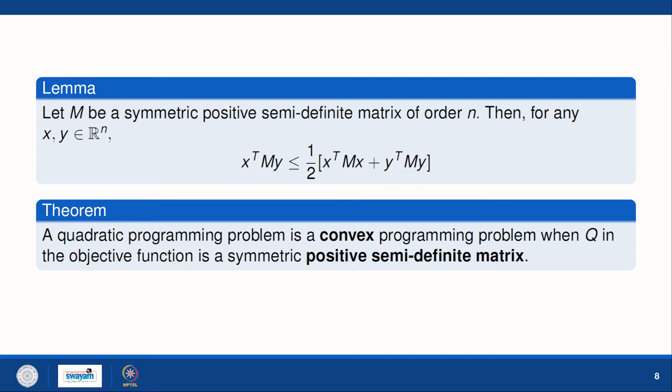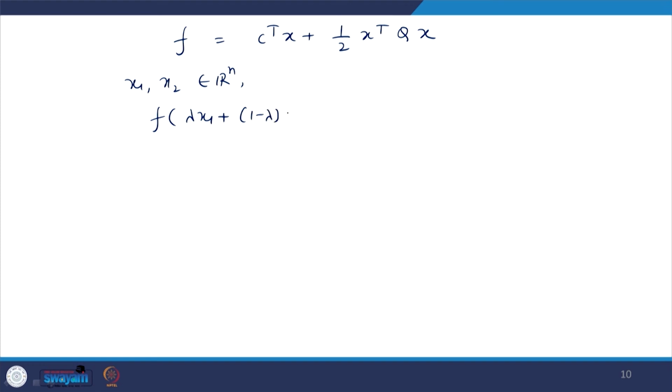Again, the proof is easy. So, what is the objective function here? The objective function is c transpose x plus 1 by 2 x transpose Q x. To show that this function is a convex function, let us take two points x 1, x 2 in R n and take the convex linear combination (CLC) of these two points. The CLC will be lambda x 1 plus 1 minus lambda x 2.